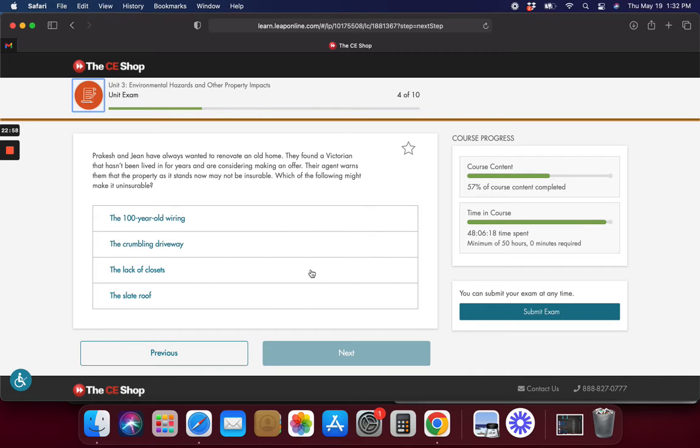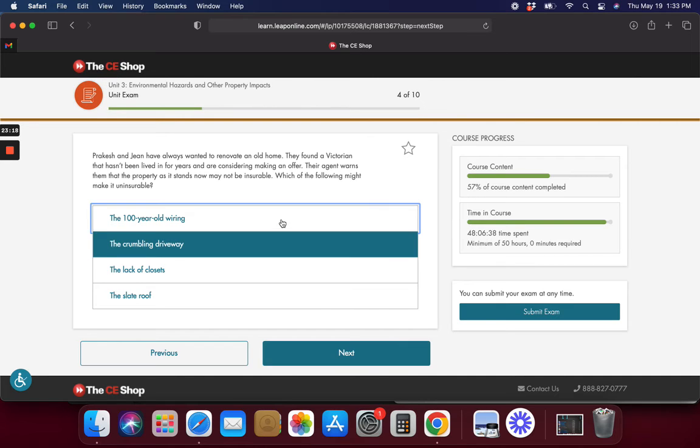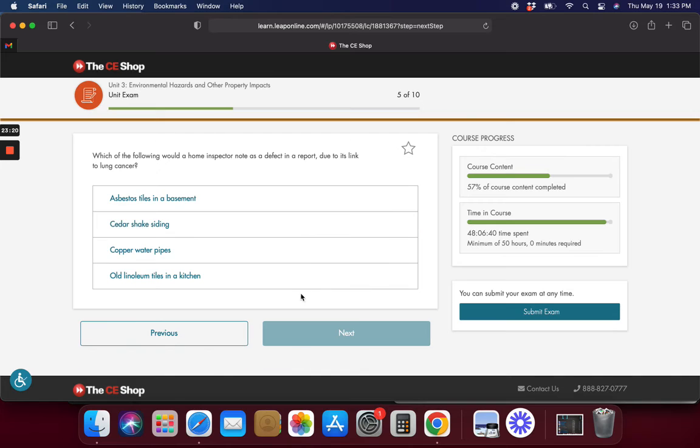Okay. They always wanted to renovate an old home. They found a Victorian and they're considering making an offer. Their agent warns them that this property as it stands may be uninsurable. Which of the following might make it uninsurable? Crumbling driveway? No. Probably the 100-year-old wiring. They don't care about a crumbling driveway.